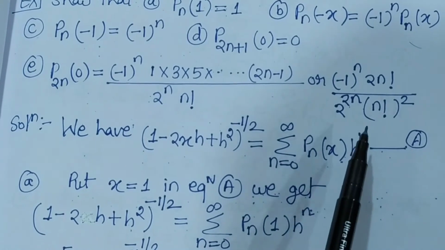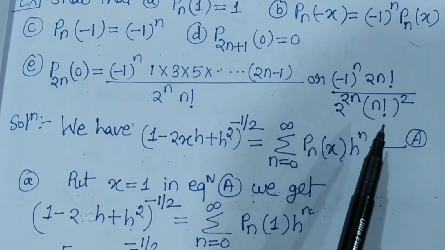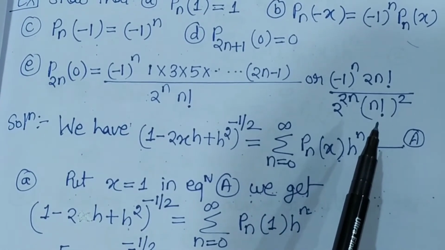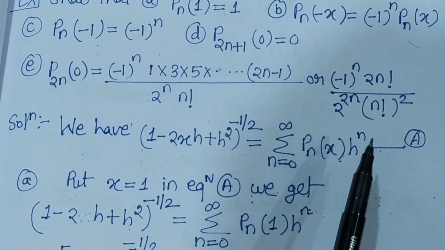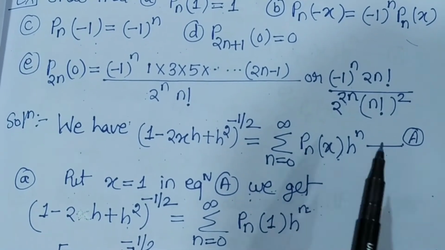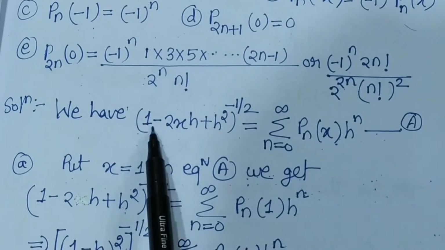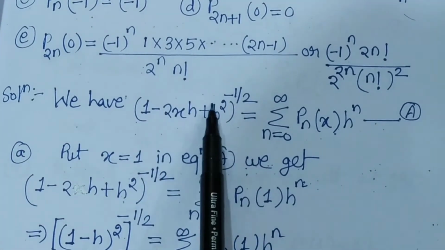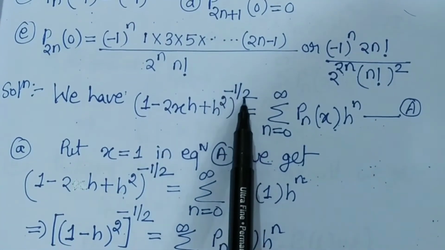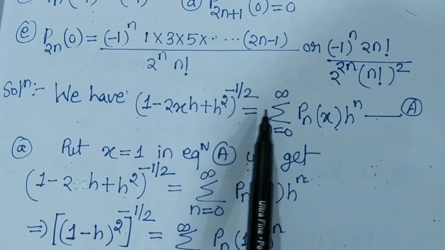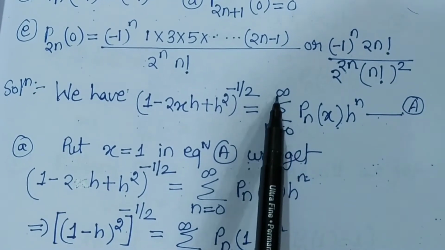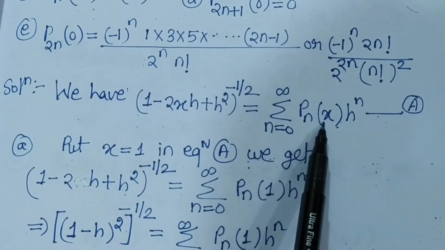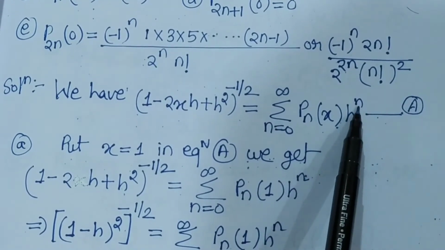Let us prove these results one by one. In order to prove these results, we will make use of the concept of the generating function. So we have (1 minus 2xh plus h squared) to the power minus 1/2 equals the summation from 0 to infinity of Pn(x) h raised to n.